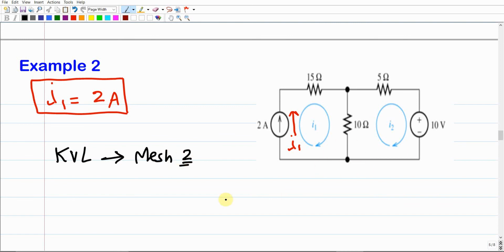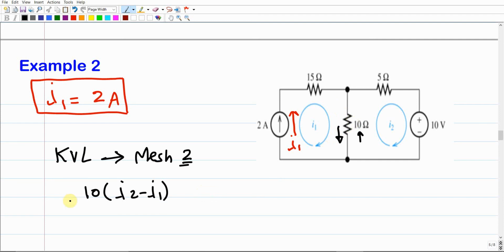For mesh 2, we have 3 electrical elements. If I ask you how much is the current over the 10 ohms, remember that I'm working over mesh 2. As you can see, I2 is going up, but I1 is going down over this branch, so it should be the difference. But I2 minus I1 or I1 minus I2 depends on the reference. We're working on mesh 2, so our reference is I2. So the voltage over this 10 ohms element will be I2 minus I1 times 10 ohms.